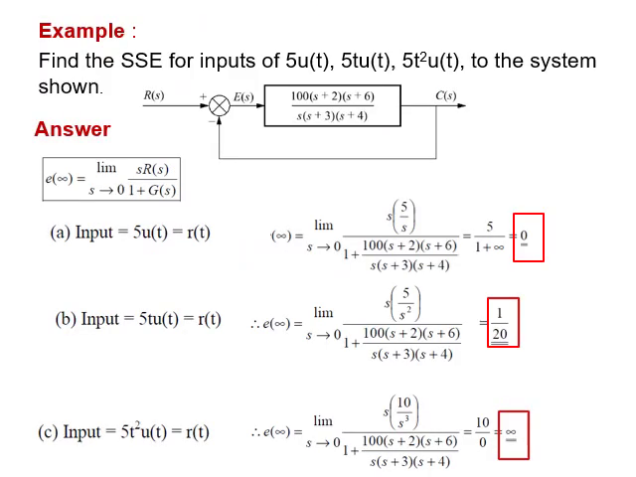Let us look at this example now. This example is similar to the previous example, except we have here one integrator. So I think it's very clear now. Before I start the calculation, I know that this will give me 0 error, this will give me finite error, and this will give me infinite error.